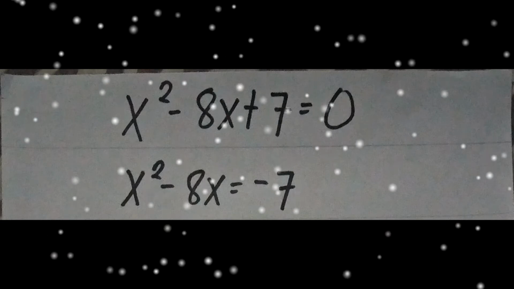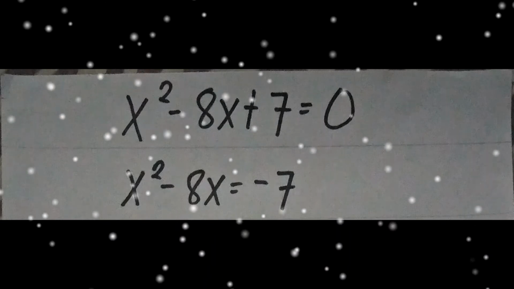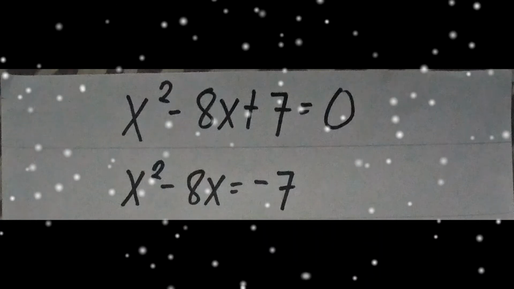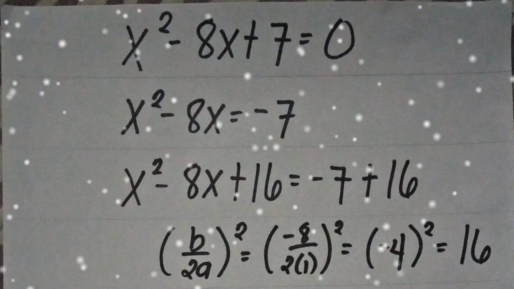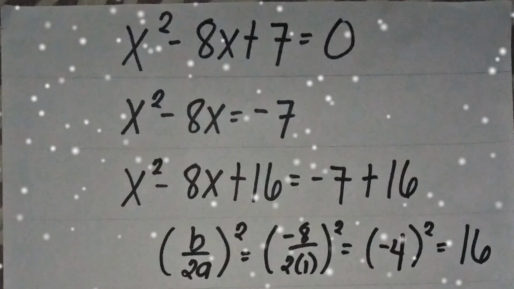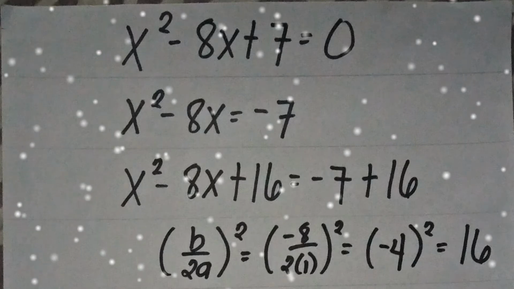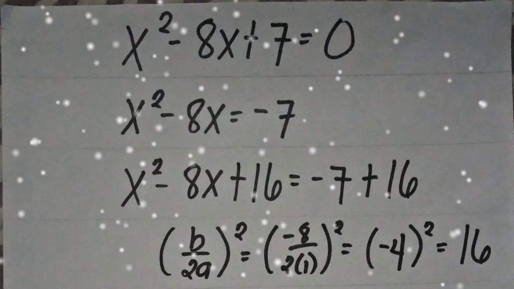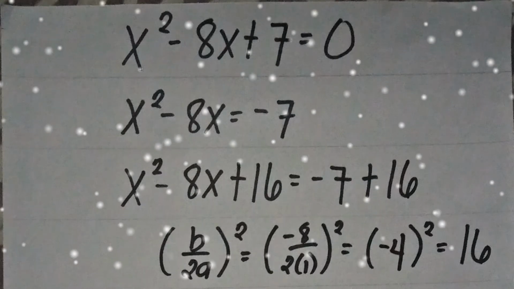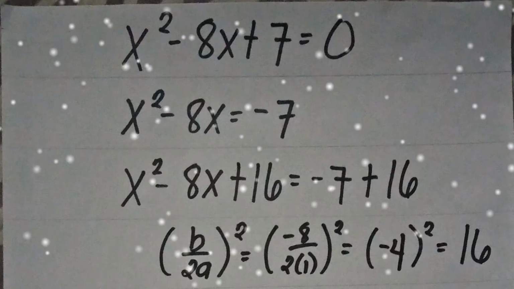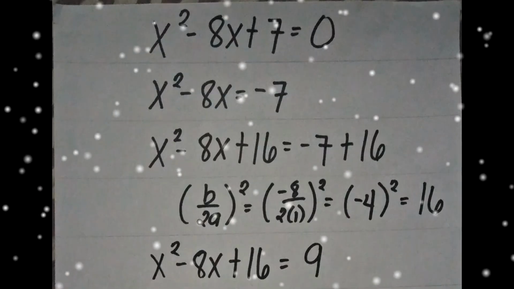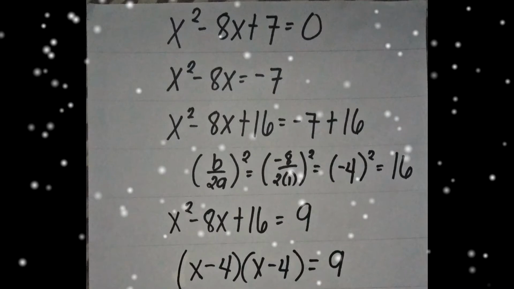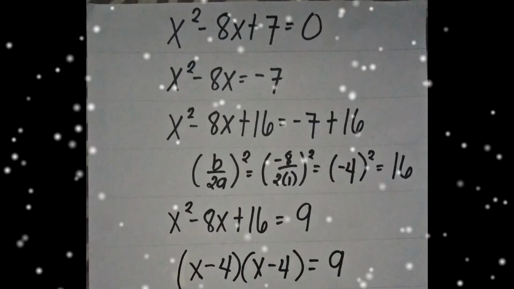Third step, complete the square on the left side of the equation and balance this by adding the same value to the right side of the equation. The given formula for this is b over 2 squared, which equals negative 8 over 2 squared. Then simplify, negative 4 squared equals 16, and it will be x squared minus 8x plus 16 equals negative 7 plus 16. Then simplify. X squared minus 8x plus 16 equals 9. Then factor the left side of the equation, and it will be x minus 4 squared equals 9.